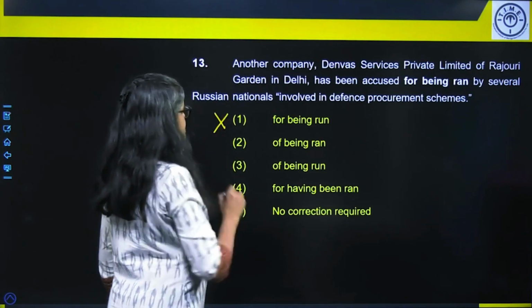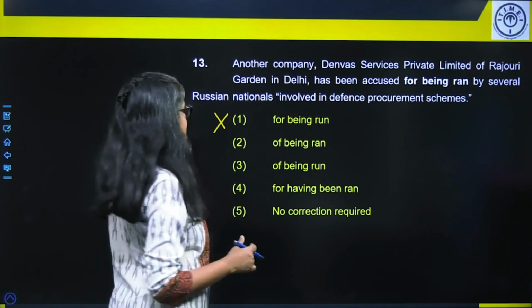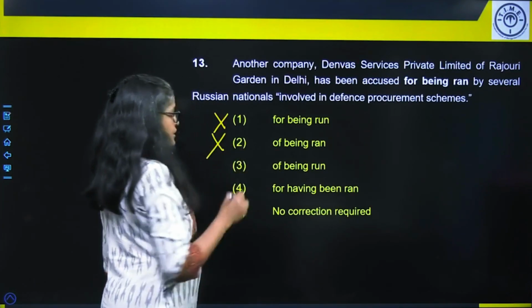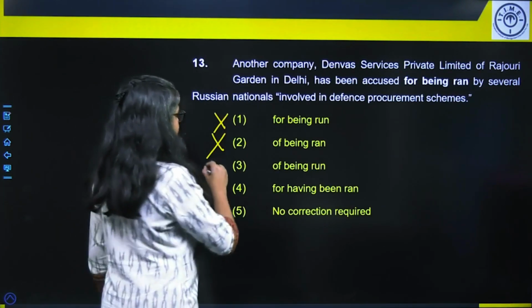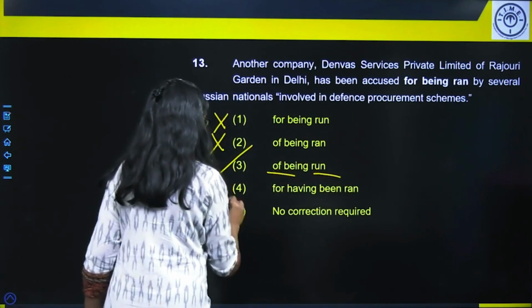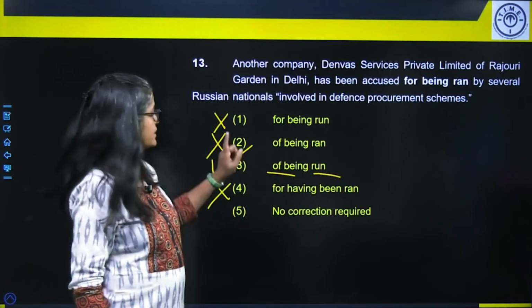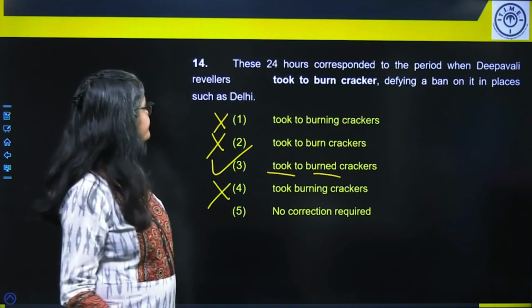No, accuse is always followed by of. That you have to just learn by heart. Accused of being ran by. No. The correct past participle form here is run. Accused of being run. Accused for having been run. No. You just need to know the correct preposition and the correct form of the verb.